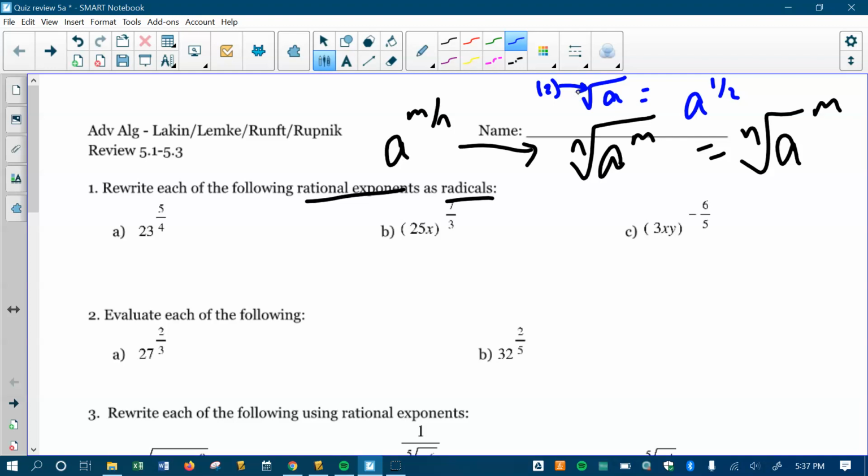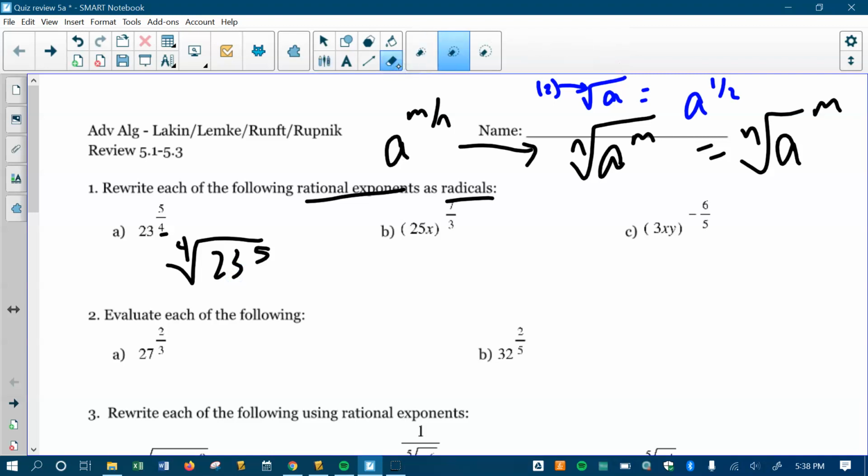So let's take a look at number 1. It says rewrite each of the following rational exponents as radicals. Okay, so if I have a fourth root, let me set up my root. This 4 goes right there, the 5 goes inside, and the 23 is there, and I'm done. We don't really have to do anything else here, because it just asked me to rewrite it in a radical form. I'm going to clean that up, and let's go on to B.